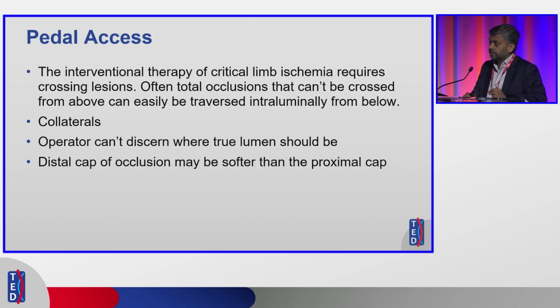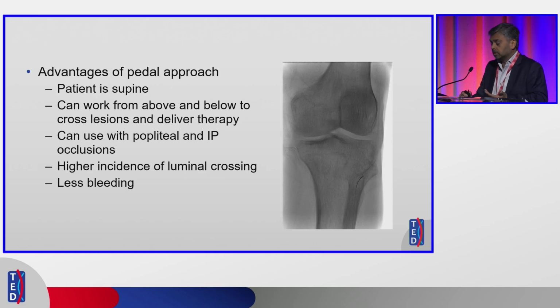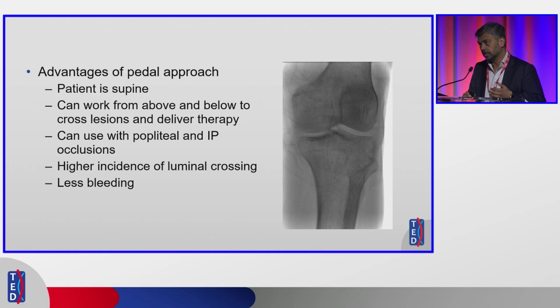The interventional therapy of critical limb ischemia required crossing of these lesions, but sometimes when we were going from above, we could find it difficult to cross these lesions, either because there's a lot of collaterals and we would not know our roads. Sometimes it's difficult to just know whether we are in true lumen or false lumen, and as we looked in the previous case, if we had a pedal case, we could just go in straight from true lumen. Distal caps are usually very soft compared to the proximal cap and allow you to cross these lesions much better. So therefore, there have been some advantages definitely on the pedal approach.